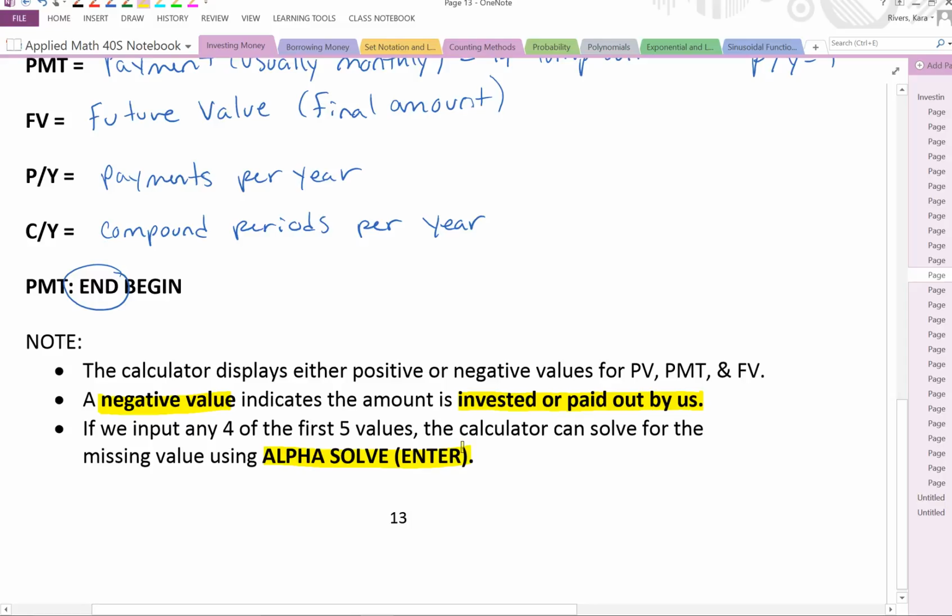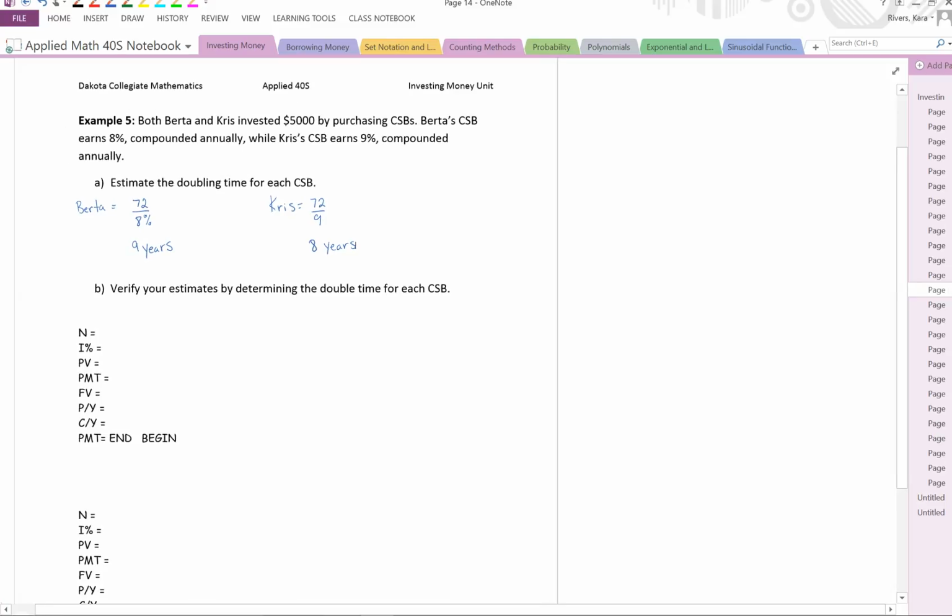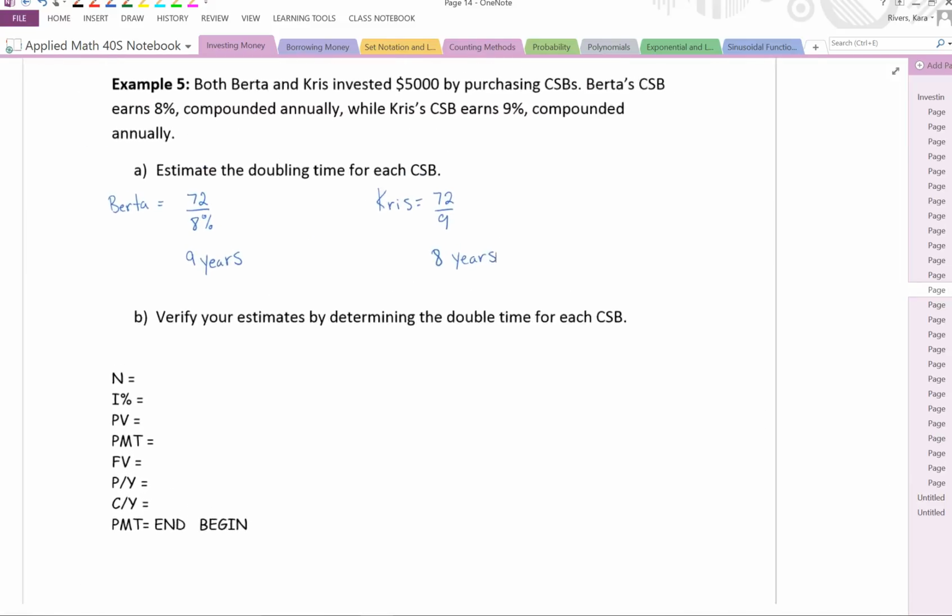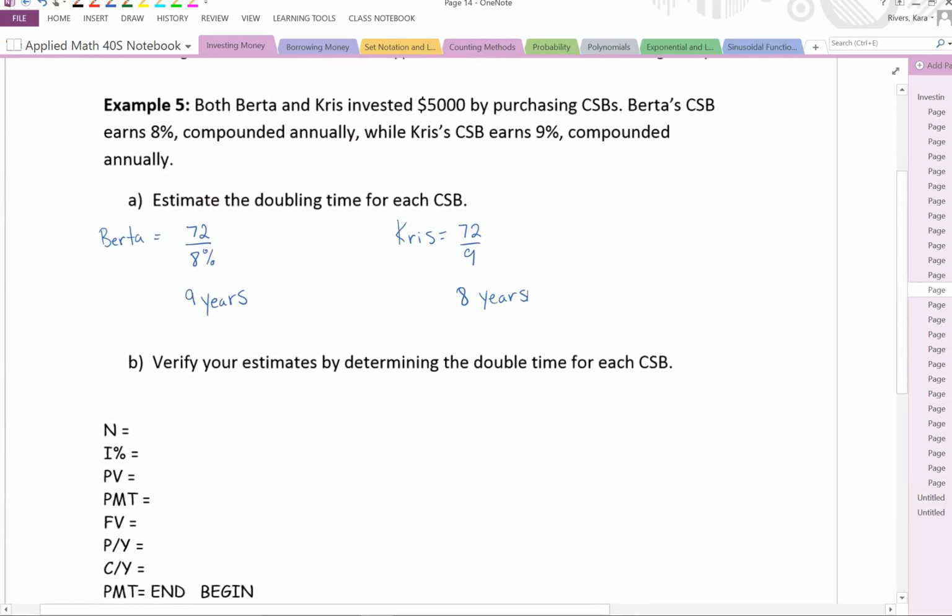So let's go and look at that rule of 72 question. We're actually going to do this the whole way through using the TVM solver and see if we can get the same number of years it takes to double for both Berta and Chris. So let's have a look here. So I'm going to try to have the information up at the top there. So using example 5 here, let's fill in the TVM solver.